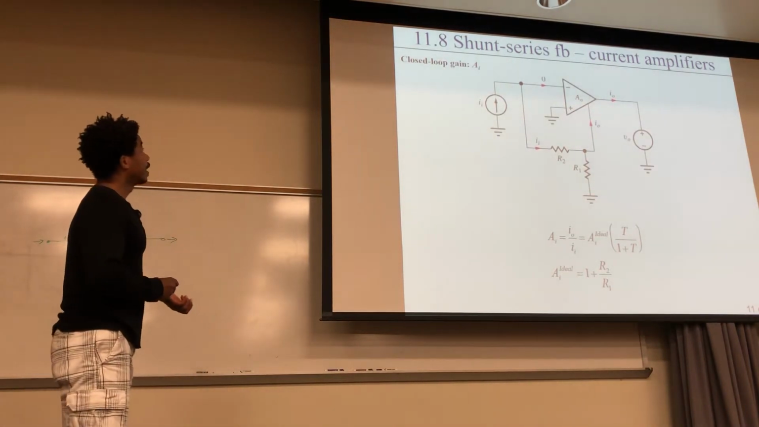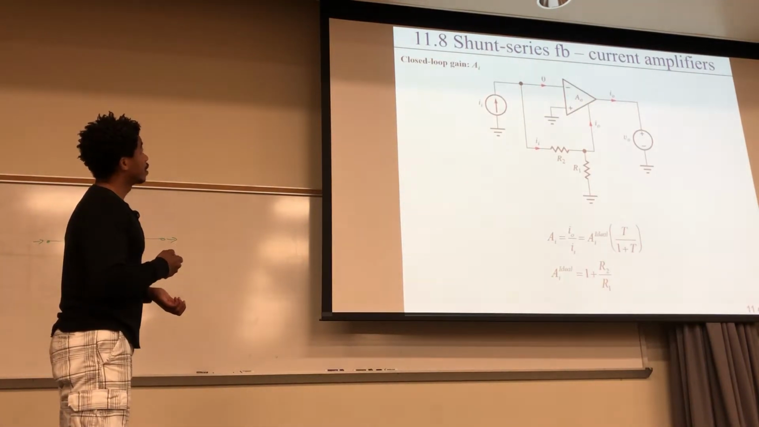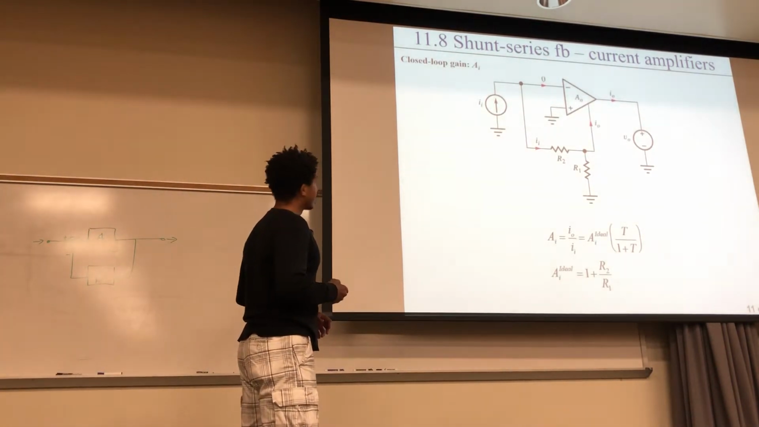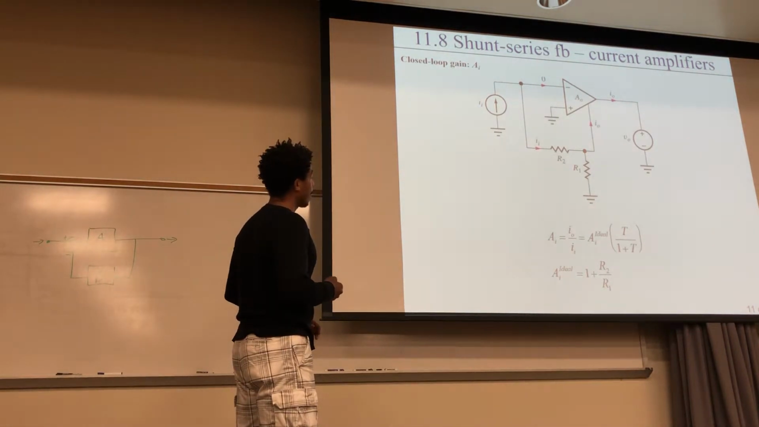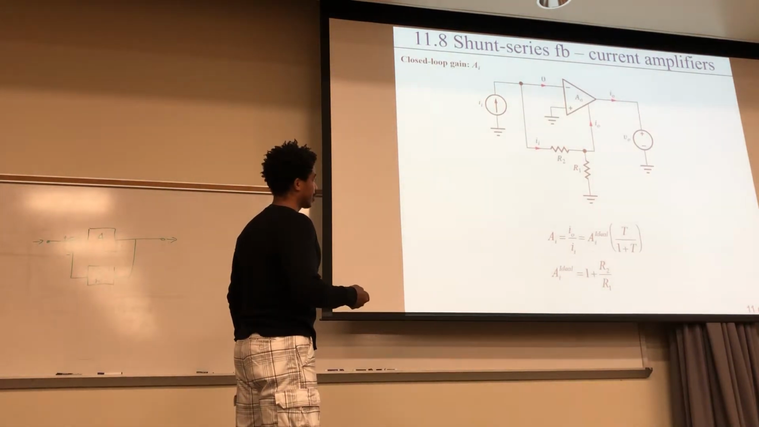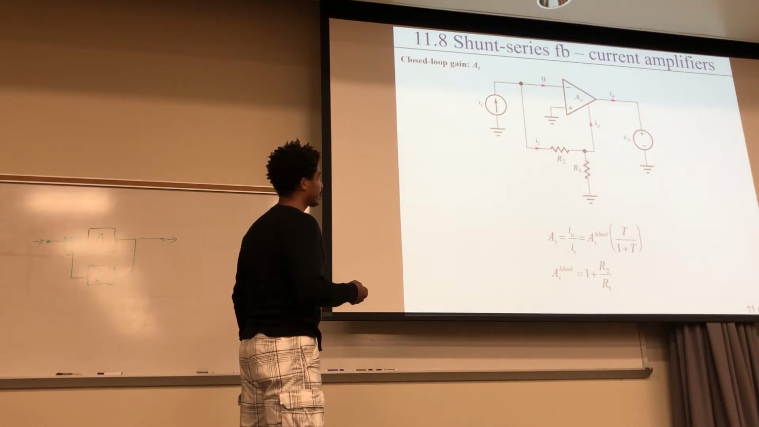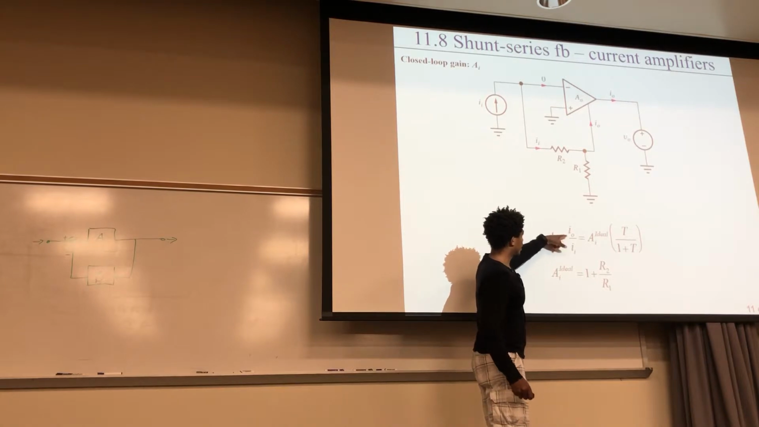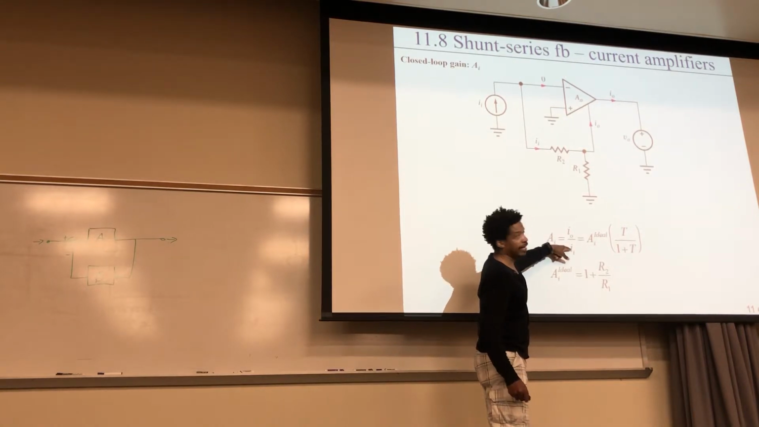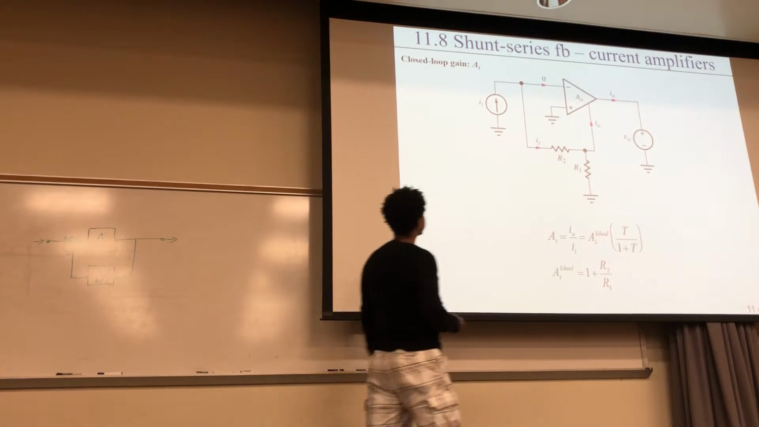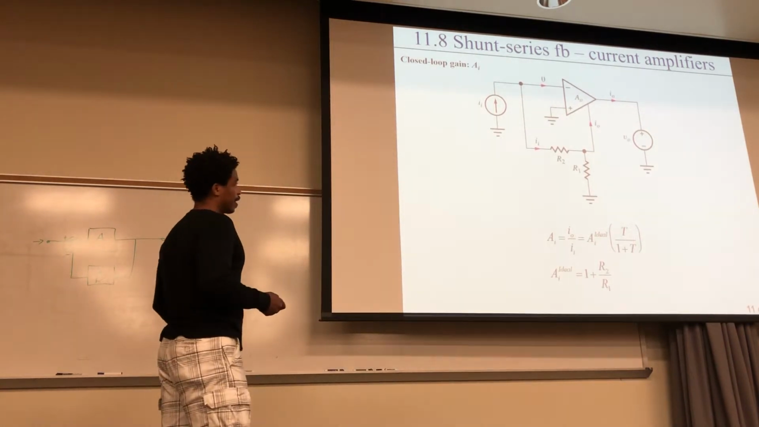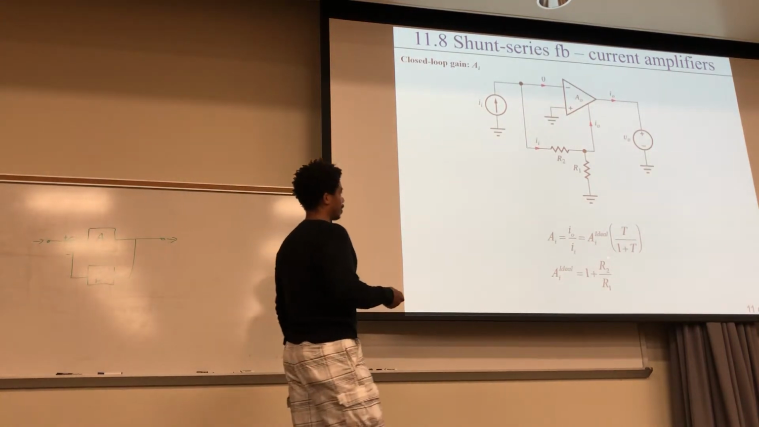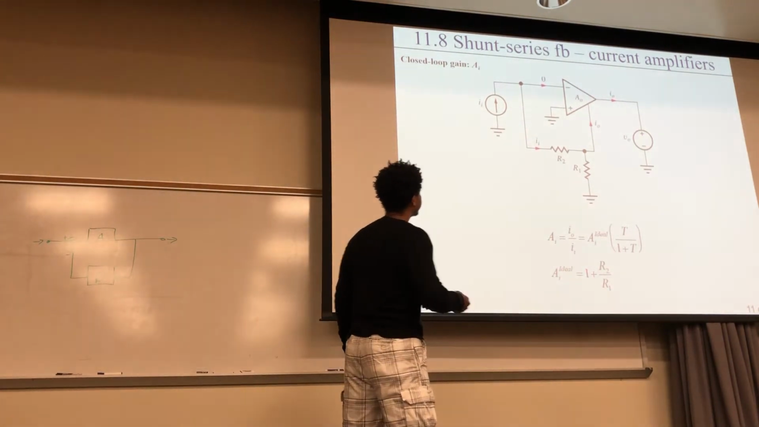Okay, so now for the shunt series. So here's a new one. This is the circuit right here, and again, same kind of situation. This part right here is the same. The only difference between this one and the last one is that you have I out, but you have I in instead of B in. Okay. For the ideal gain, this is what you'd get.